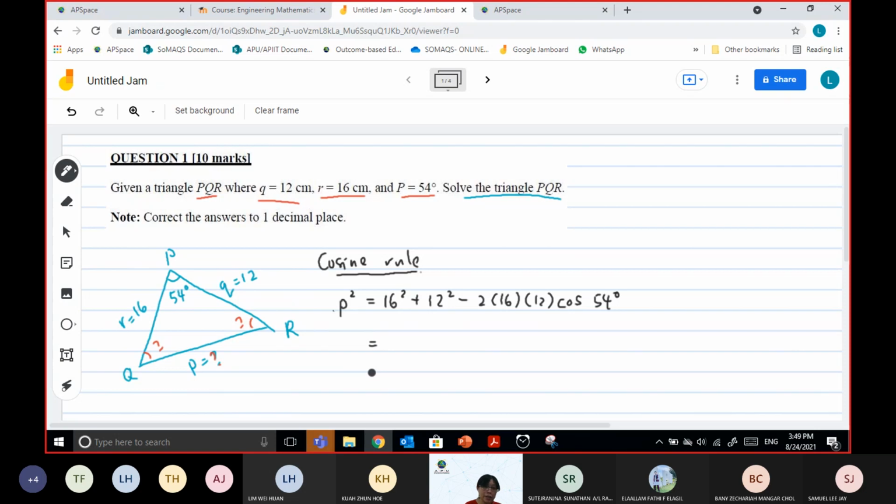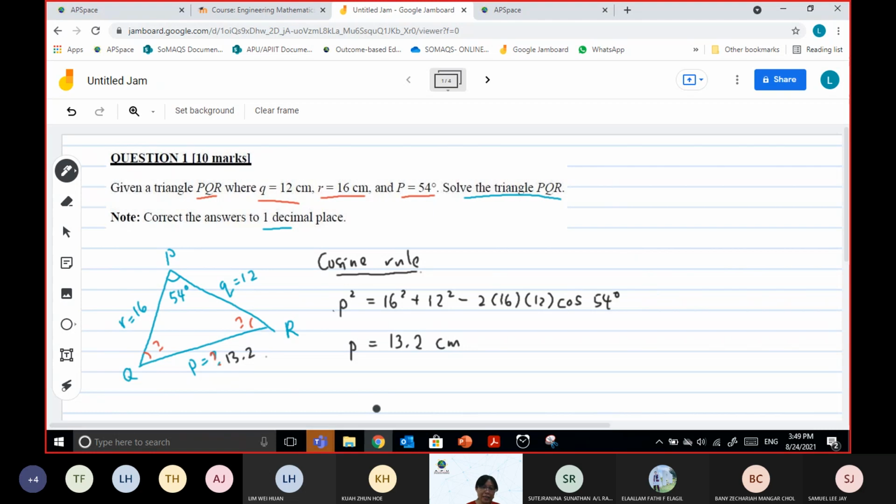Here I require one decimal place, so we correct it to one decimal place. Students, put the right answer, 13.2. So that is P, 13.2 cm. That means here we got the answer, 13.2 already. All the three sides we already have, then we can find the angle.